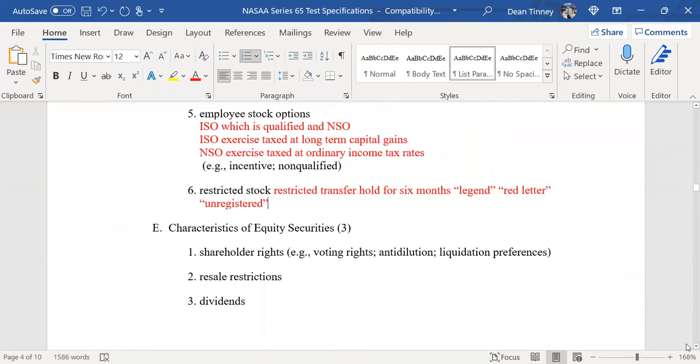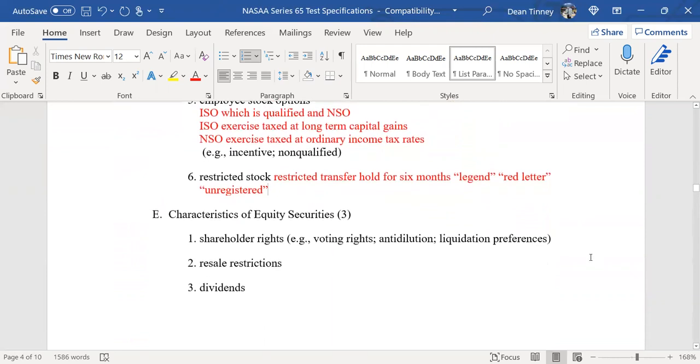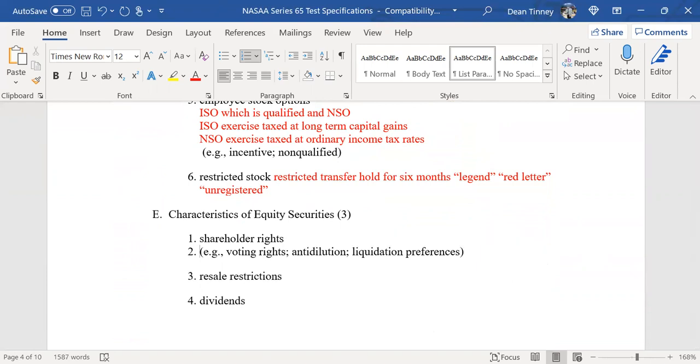Now we have 3 questions in this next discussion about shareholder rights. And one of the rights you have is a right to vote on matters pertaining to the corporation. And in the corporate charter, we're either going to have statutory voting or cumulative voting.